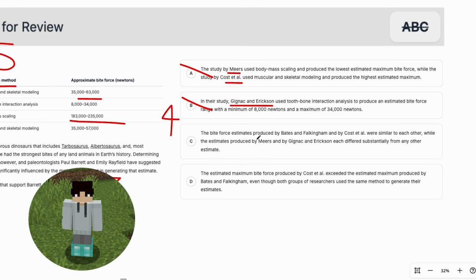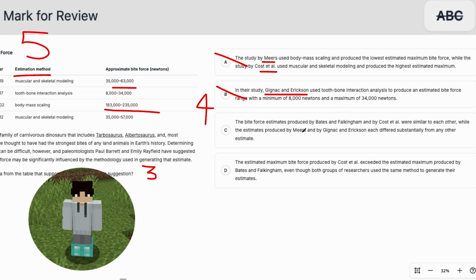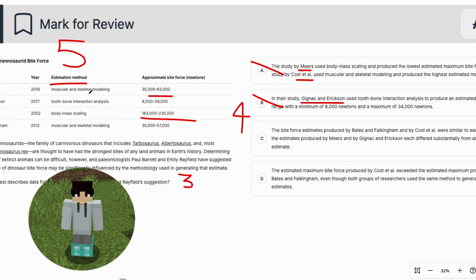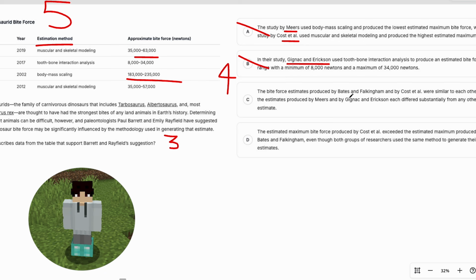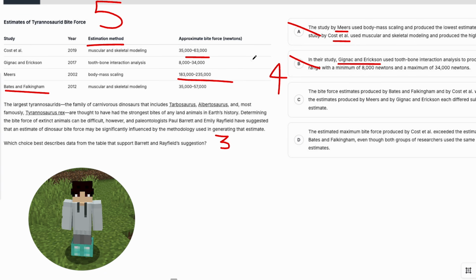The bite force estimates produced by Bates and Falkenham and Koss were similar to each other, while the estimates produced by Mears and Gignac and Erickson differed substantially from any other estimate. Okay, this could be right, since it's indicating that there are some differences between the two. Let's just see if it works. So Bates and Falkenham, got that there, and Koss, okay, yeah, they were both very similar to each other.